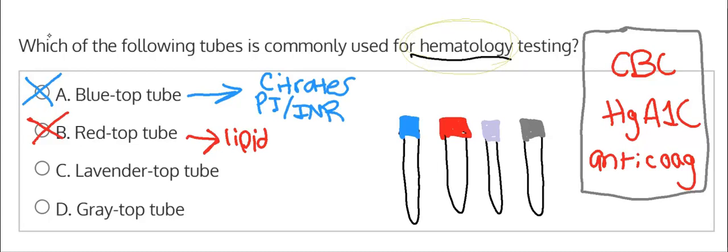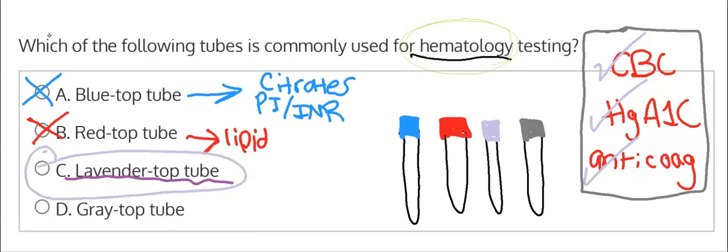Option C, the lavender test, is your correct answer. This is the one that has the special preservative in it that is used for testing your hematology testing, like your complete blood count, your hemoglobin A1C, and your anticoagulant testing, and therefore that would be your correct answer here.